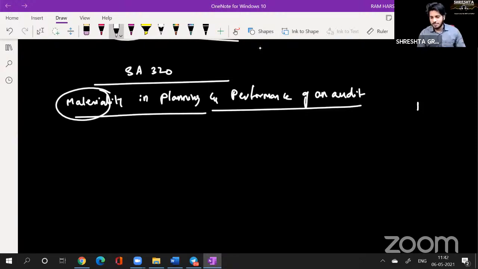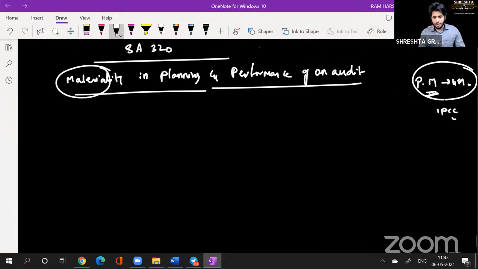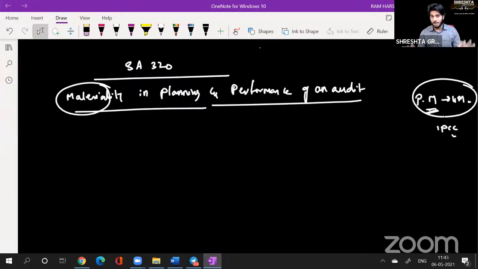In one of the exams, they asked about performance materiality for 4 marks, in IPCC especially, and even at CA final also. What does performance materiality mean? This question has been asked and the majority of students couldn't write it, because the definition of performance materiality is very difficult to understand. So first I'll give you a conceptual explanation, then we will look at the material part also. We are going to discuss this standard in a detailed manner.